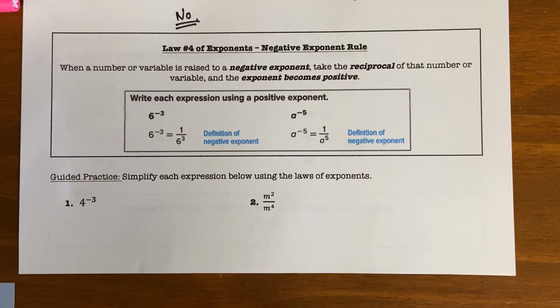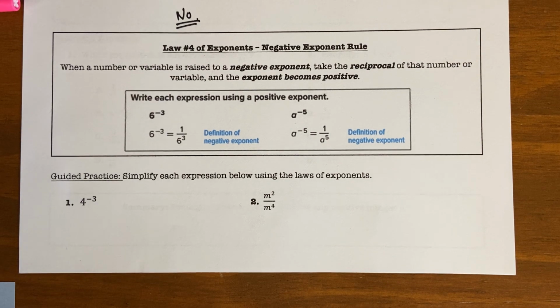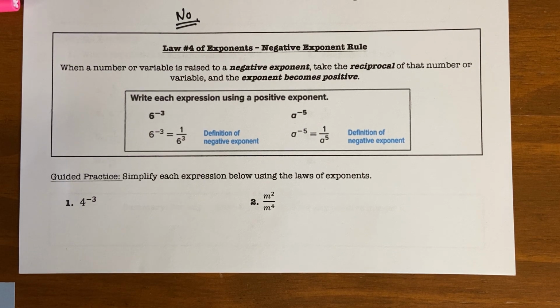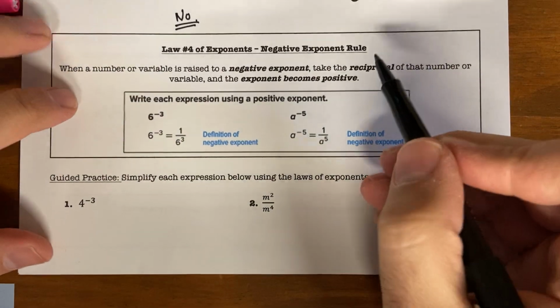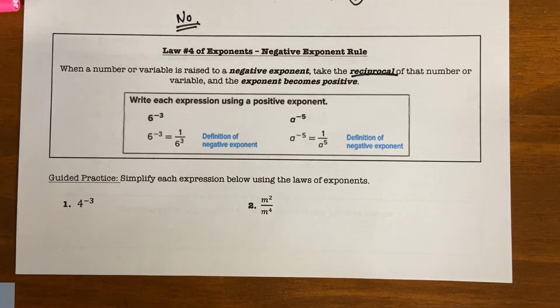So that's the first rule. Again, any number or variable raised to the 0 power is equal to 1. We'll do practice in just a moment. But now let's explore the second rule. When a number or variable is raised to a negative exponent, take the reciprocal of that number or variable and the exponent becomes positive. So that keyword reciprocal, right? Think of taking an expression and flipping it around and putting the numerator where the denominator is.